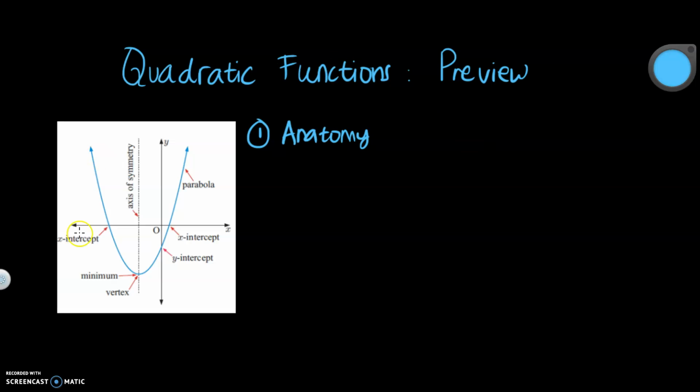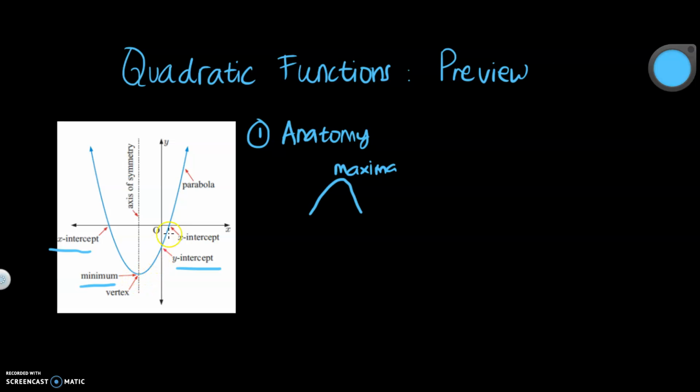And later on, you will also learn what is meant by x-intercept and y-intercept. You will also know about the minimum point over here, and according to the shape of the quadratic function, it could be concave downwards like this, so it will have a maximum point. This minima and maxima, we can call them the vertex. So whenever you hear vertex, this refers to the minimum or maximum point.